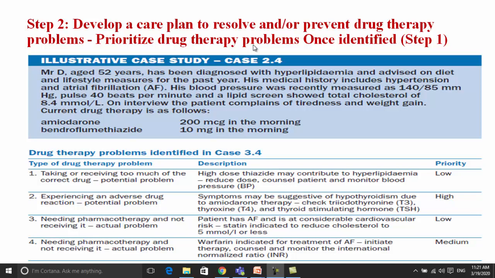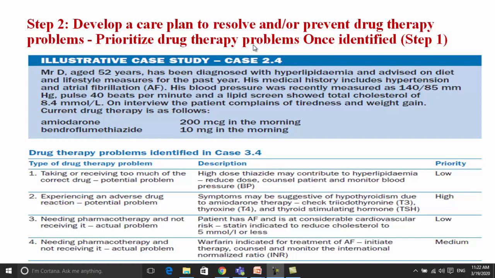So this patient is receiving amiodarone for treatment of AF and also bendroflumethiazide for hypertension treatment. A drug therapy problem is identified in case 2.4, not 3.4. This is just an error. So this is for case 2.4. First of all, you have to identify the type of drug therapy problem. Then you describe it.